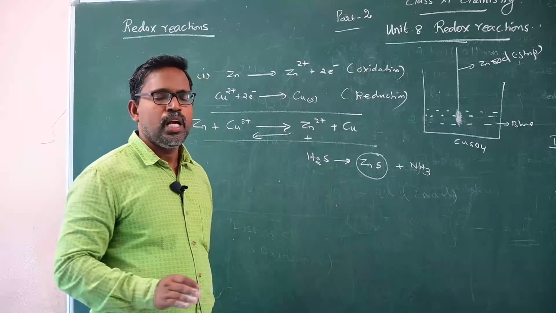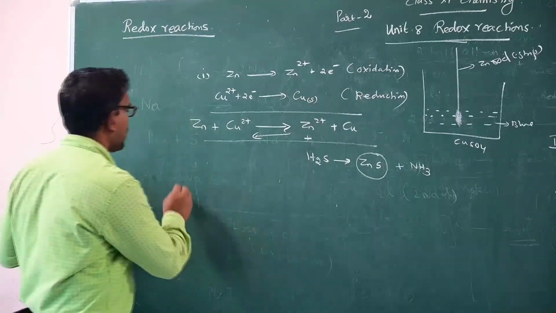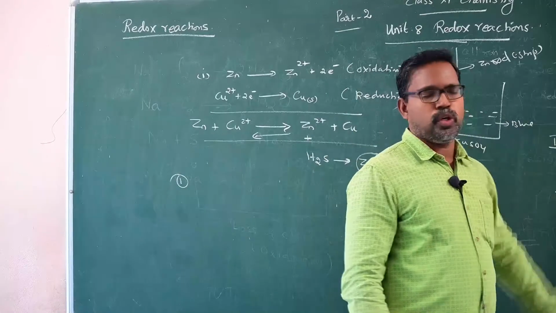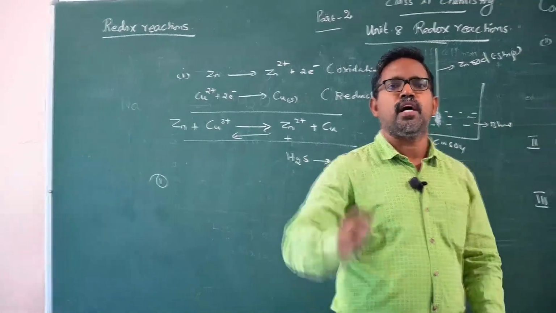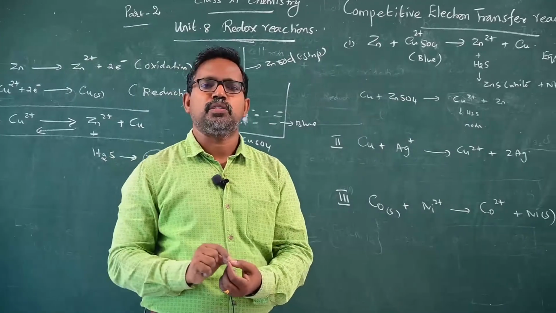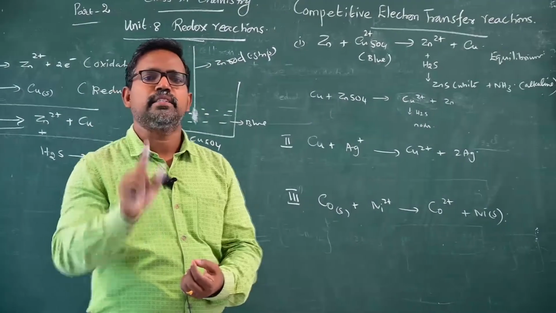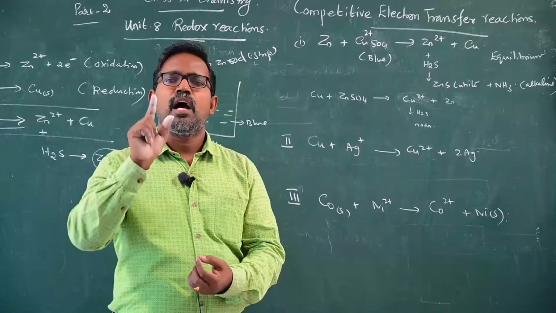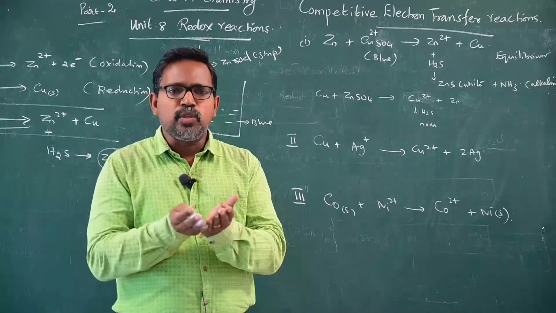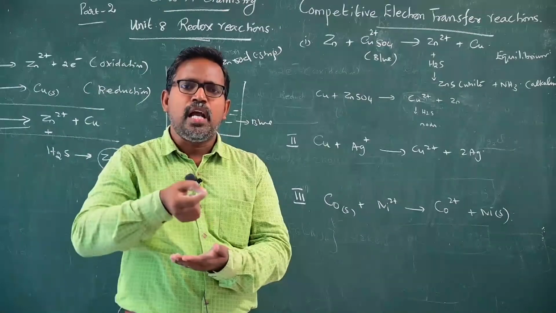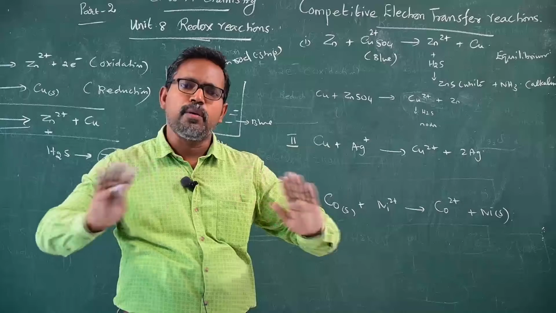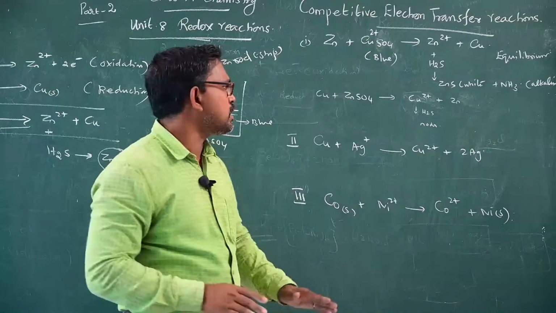In the reverse case, a copper rod is dipped in zinc sulfate solution. We are taking a copper strip and dipping it in zinc sulfate solution. The color of zinc sulfate is colorless. Zinc sulfate salt is colorless. In this colorless solution, we dip a strip of copper. After some time, no color change occurs.